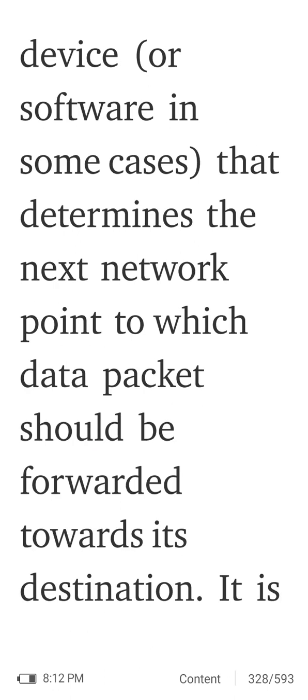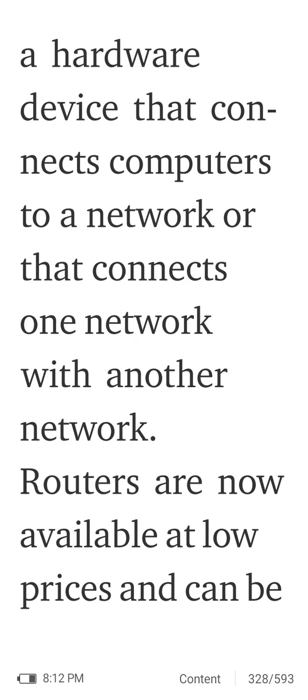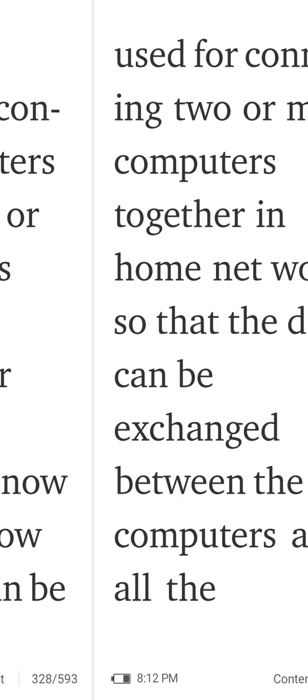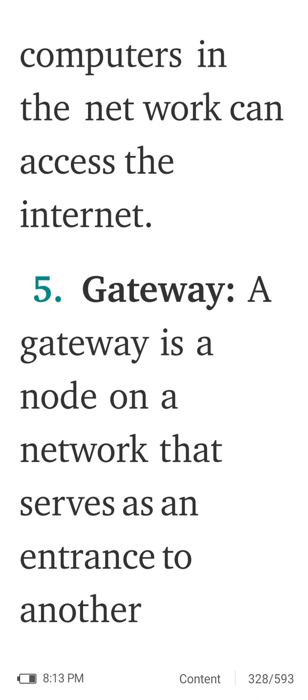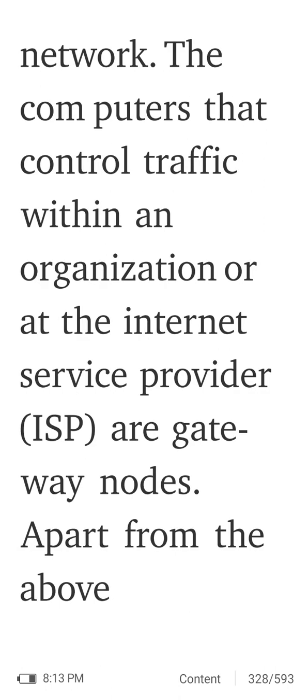Then router. A router is a device, or software in some cases, that determines the next network point to which a data packet should be forwarded towards its destination. It is a hardware device that connects computers to a network or that connects one network with another network. Routers are now available at low prices and can be used for connecting two or more computers together in home networks so that data can be exchanged between the computers and all the computers in the network can access the internet. And gateway: a gateway is a node on a network that serves as an entrance to another network. The computers that control traffic within an organization or at the Internet Service Provider, ISP, are gateway nodes.